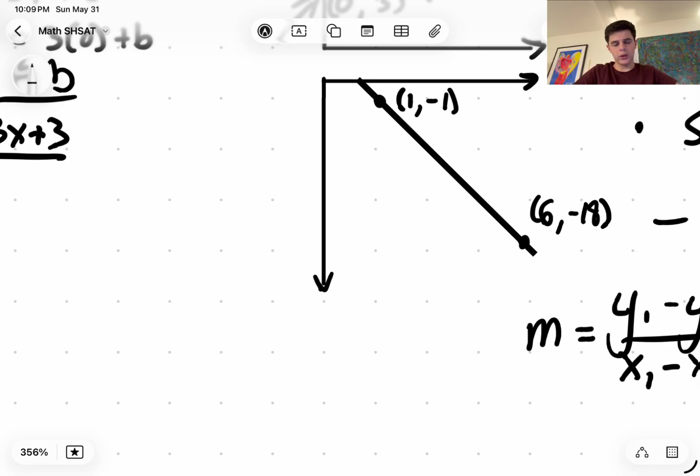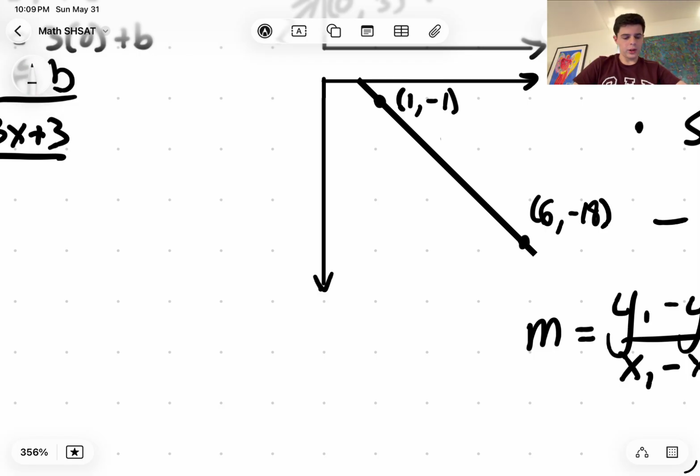1, negative 1, and 6, negative 18. And again, this one is going to be negative. We can see that because it's going down. And again, we also have some negative values here. This works for negative and positive values. It has nothing to do with any of that. A line is a line regardless of where it is.